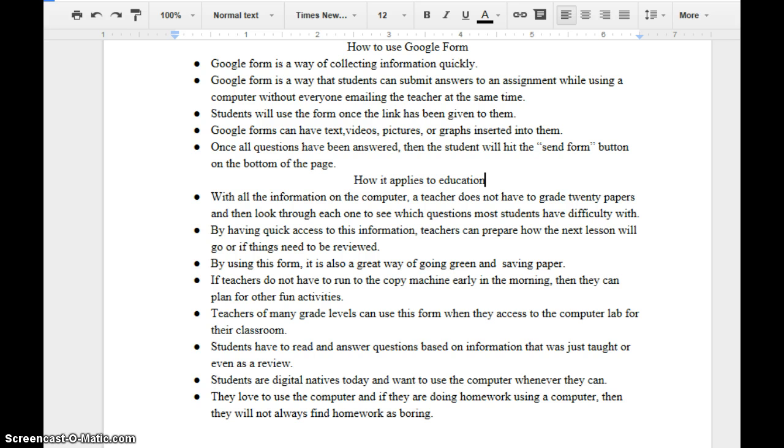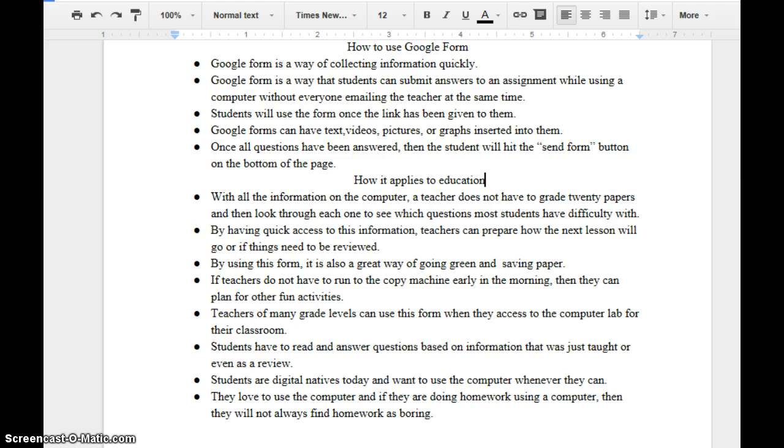And Google Form is a way that students can submit answers to an assignment while using the computer. Instead of just using paper and pencil and then remembering to bring it to school the next day, they don't have to worry because it was already sent as soon as it was done. So now there's no more excuse of saying, I lost my homework, my dog ate it, or I just can't find it. We don't have to deal with that anymore because now, once it is sent, the teacher will have access to it.